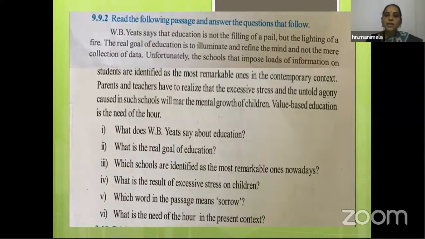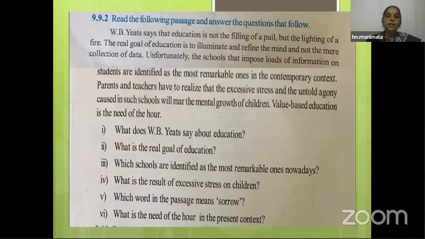There is about WBE. It says that education is not the filling of a pail, but the lighting of a fire. The real goal of education is to illuminate and refine the mind, and not the mere collection of data. Unfortunately, the schools that impose loads of information on students are identified as the most remarkable ones in the contemporary context. Parents and teachers have to realize that the excessive stress and the untold agony caused in such schools will mar the mental growth of children. Value-based education is the need of the hour.